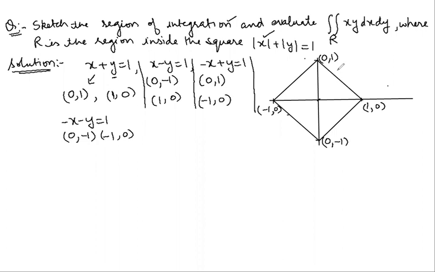Okay, and I will mark the lines also. The first line was this one, x plus y is equal to 1. Second line was x minus y is equal to 1. Right, and the third line is this, minus x plus y is equal to 1. And the fourth line is minus x minus y is equal to 1.